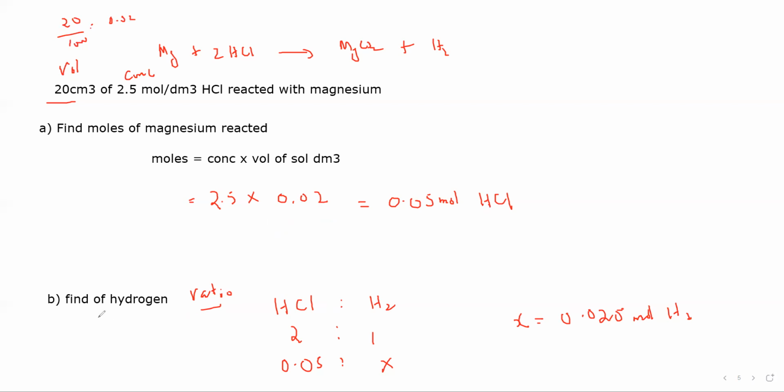The next part, we need to find the moles of hydrogen. So for moles of hydrogen, no information about hydrogen. So we use a ratio between HCl, because we know about HCl, and we are finding for hydrogen, so the ratio is 2:1, and we get the moles of hydrogen.